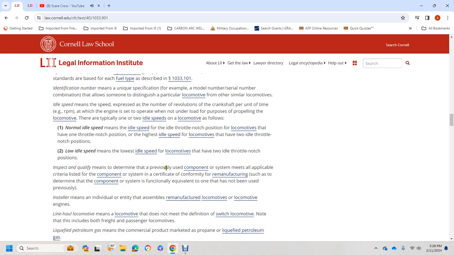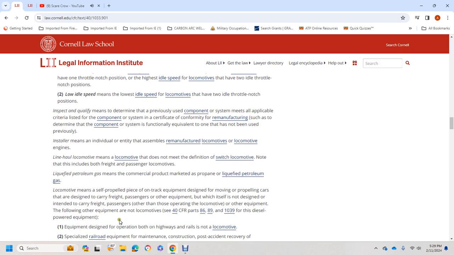Inspection qualified means to determine that a previously used component or system meets all applicable criteria listed for the component or system certificate and conforms to the manufacturer's specifications, so that it is functionally equivalent to one that has not been used. Previously installed means installed by an individual or entity other than the manufacturer of the locomotive engines. Line haul locomotive means a locomotive that does not meet the definition of switch locomotive, and includes both freight and passenger locomotives. Liquefied petroleum gas means commercially produced and marketed propane.